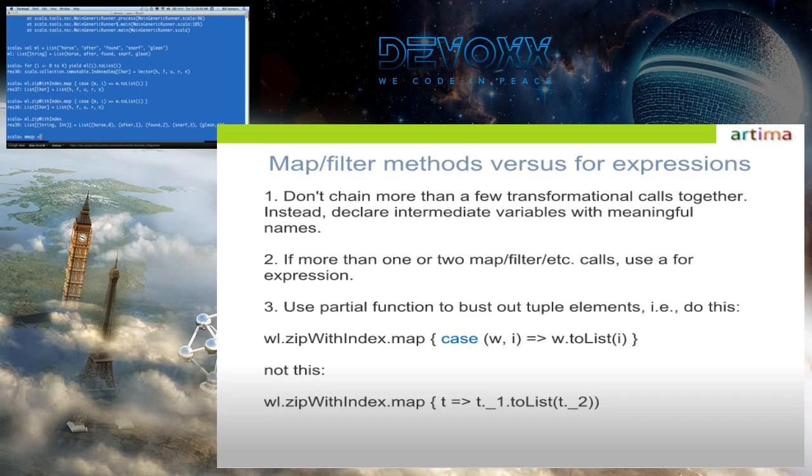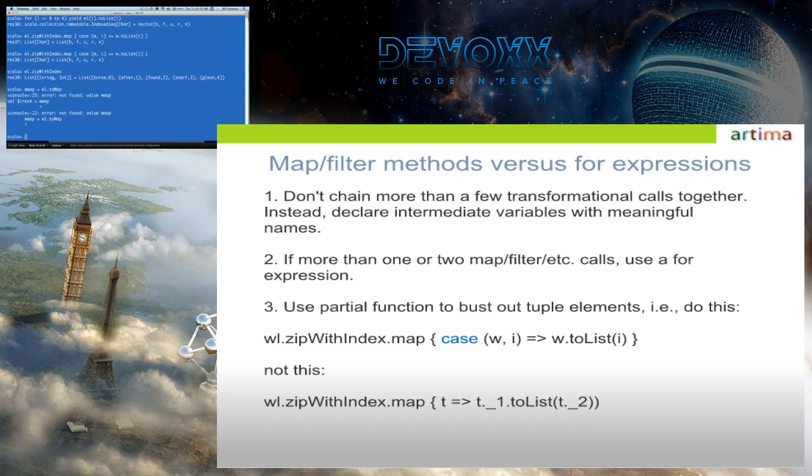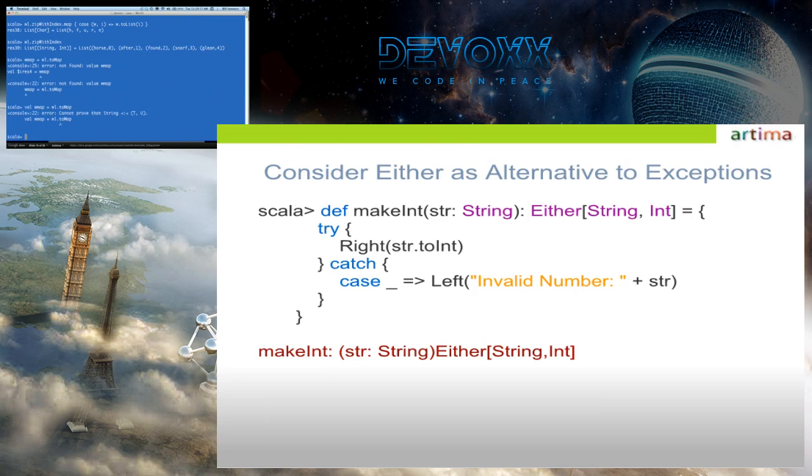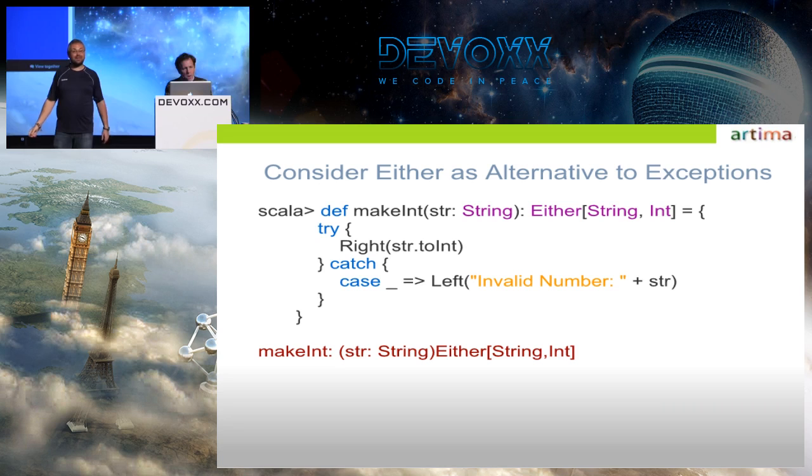Case key, comma, value. And that actually pulls out the two things from the tuple, rather than using _1 and _2, which is a lot less readable for somebody coming behind you in the code. Most of these tips are because that's really what matters in Scala. Okay. This is a great one. I use this all the time.